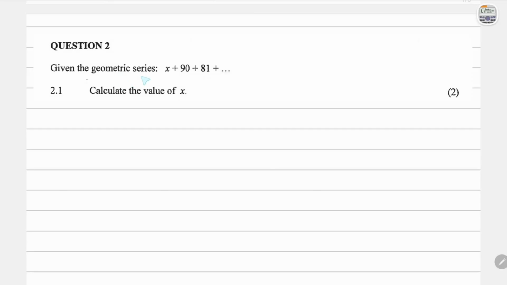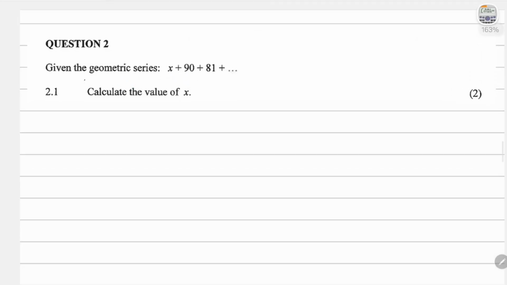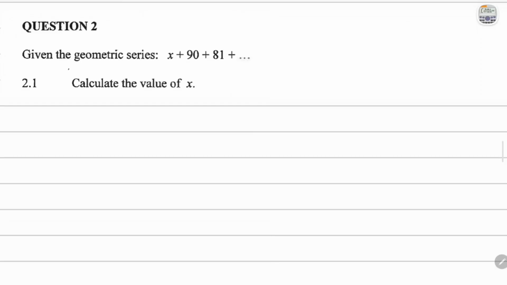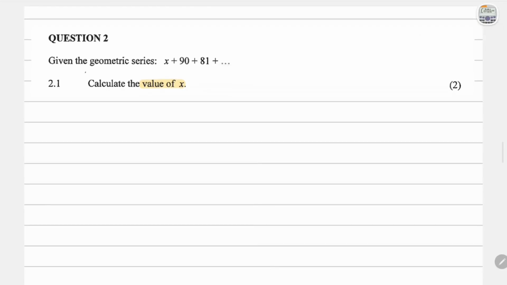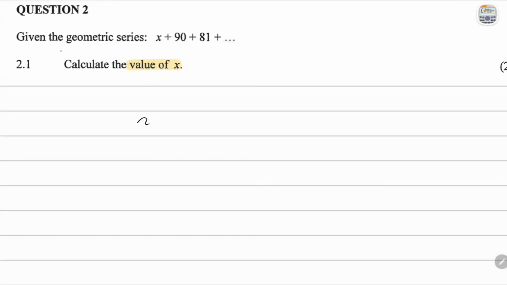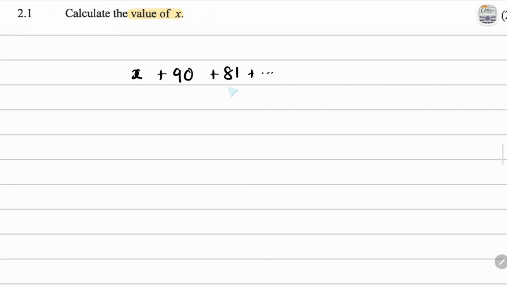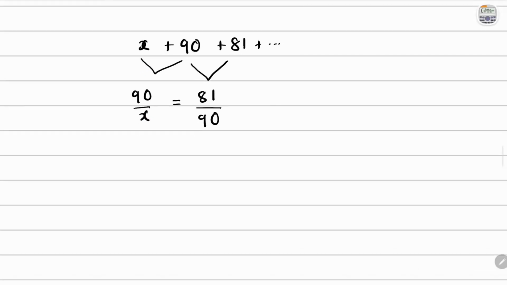Question 2 says, given the geometric series x plus 90 plus 81, we need to calculate the value of x. From question 1, this is really the same idea. We have the first 3 terms, so we can use the constant ratio, found by the next term divided by the previous term. That's 81 divided by 90, which should be consistent with 90 divided by x. And that's the equation that we have.